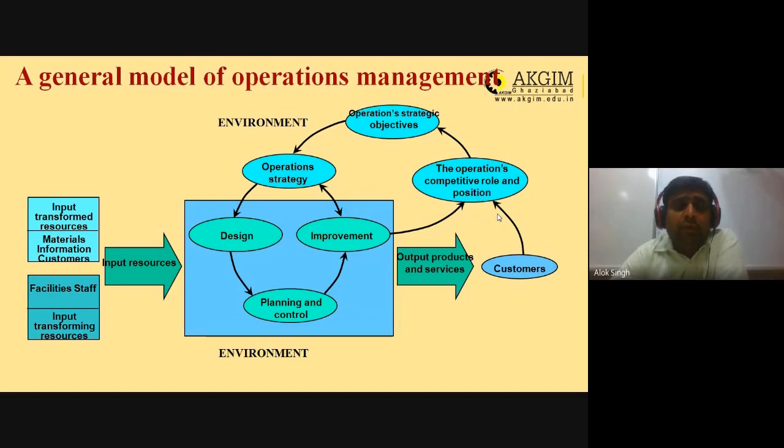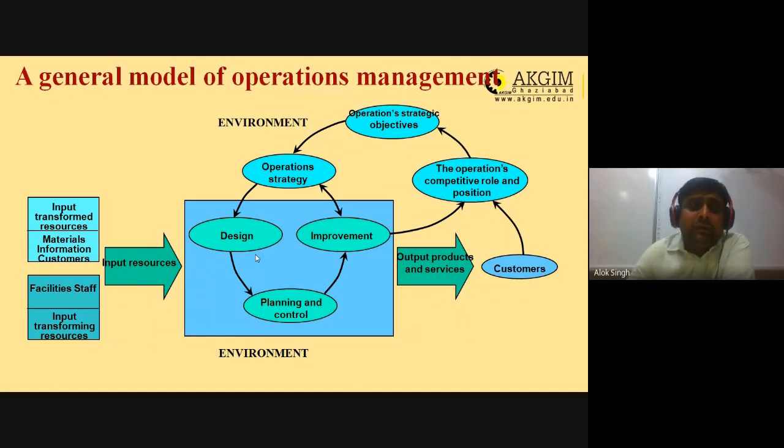Now the next part will be covered by the operations manager. The portion represented by the blue box is basically the work of the operations manager or plant manager. The first part taken care of by the operations manager or plant manager is design, meaning designing the product or the service that you are going to deliver to your customer.